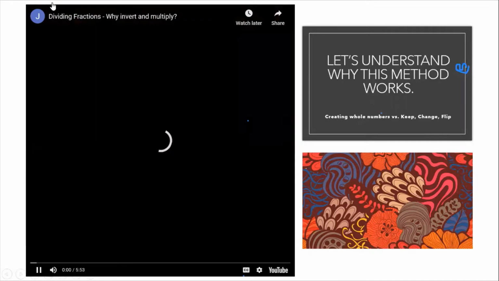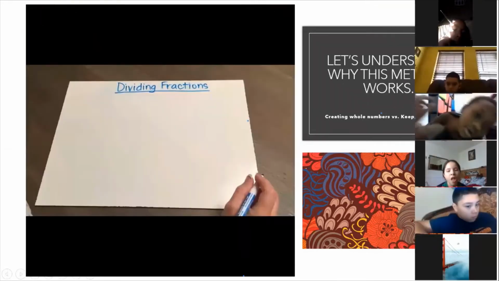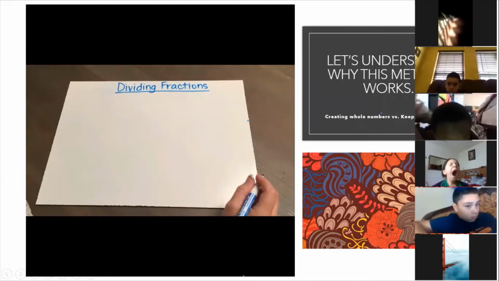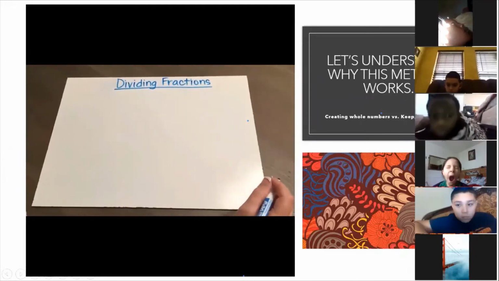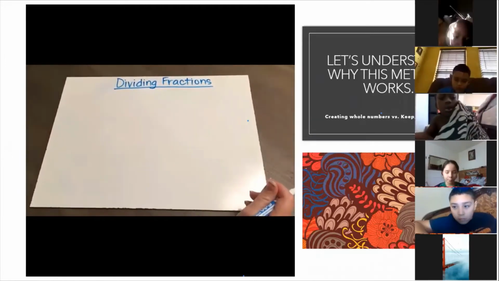Hi, today we'll be dividing fractions. Specifically, our objective is to understand why we invert and multiply to divide fractions and why that works. The question is, why don't we just divide?